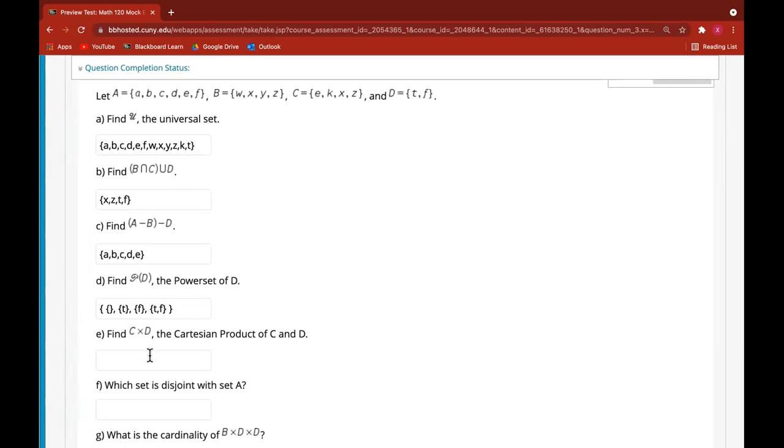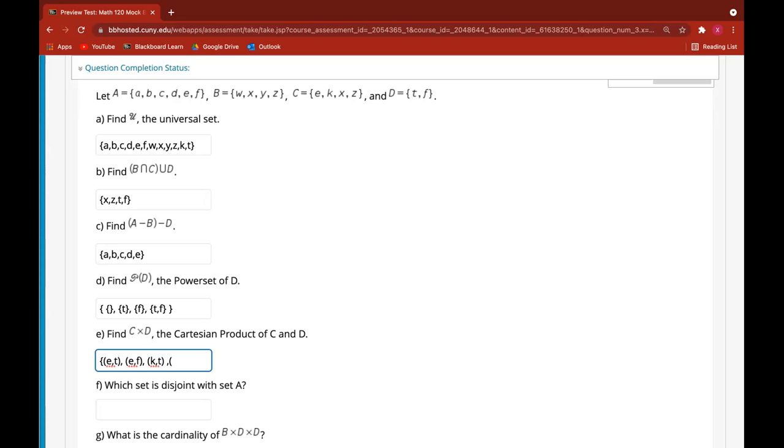Okay, and then we will look at the Cartesian product. Well, the Cartesian product of C and D. That means it will be the set containing ordered pairs. So you will have the first element in C and then the second element in D. So you can have E and F. And then you can have K and T.